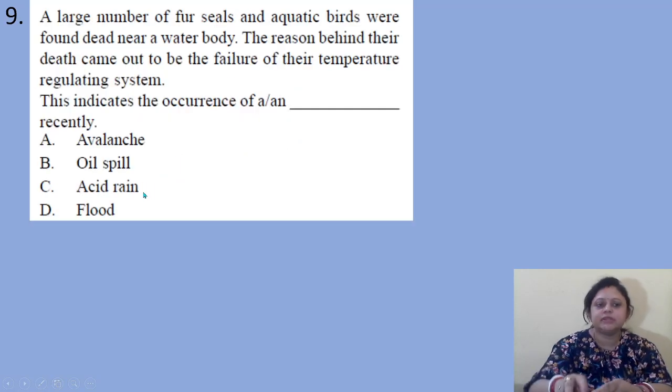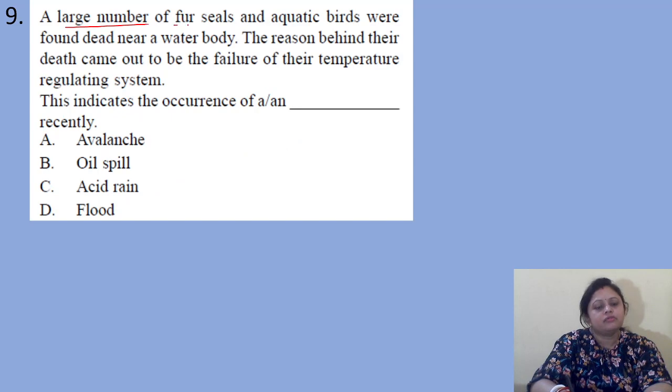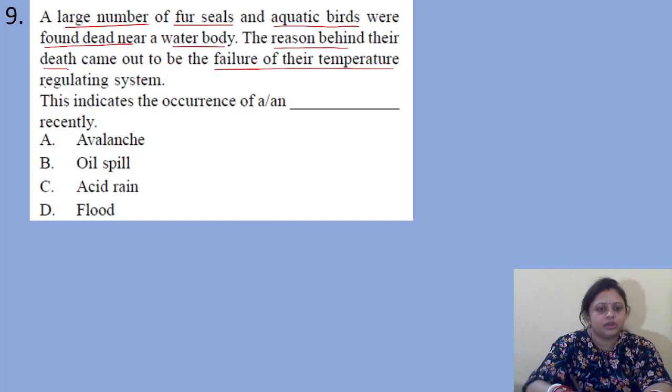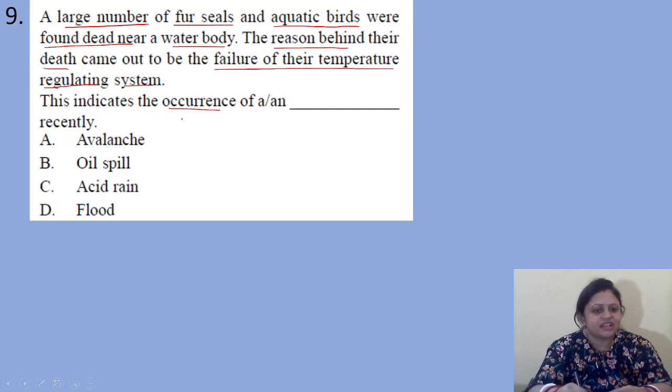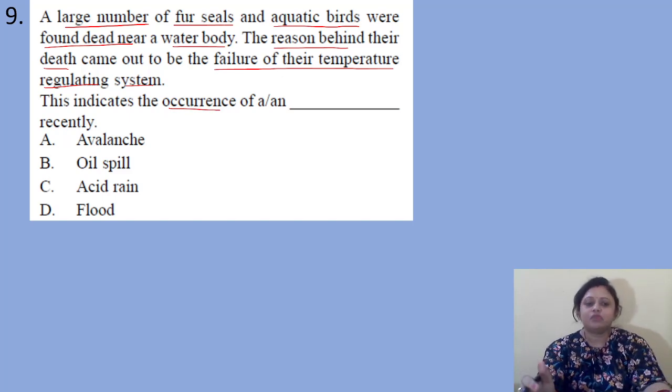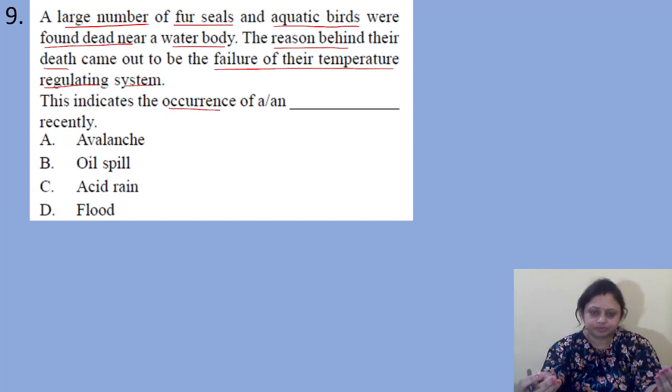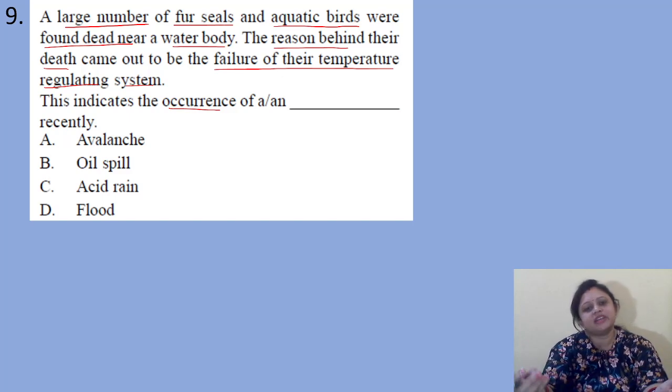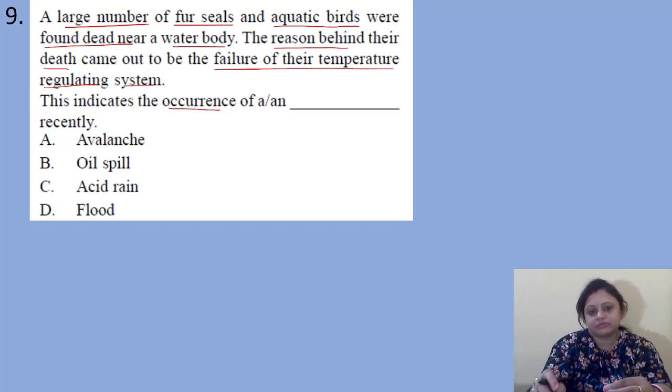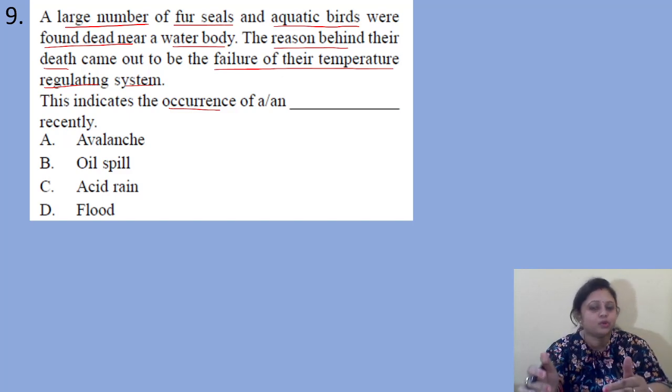Coming to the next question. A large number of fur seals and aquatic birds were found dead near a water body. The reason behind their death came out to be the failure of their temperature regulating system. This indicates the occurrence of a recent ____. Options are A. avalanche, B. oil spill, C. acid rain, D. flood. So, in a water body, a large number of these water organisms were found dead, and the reason was found to be failure of their temperature regulating system.